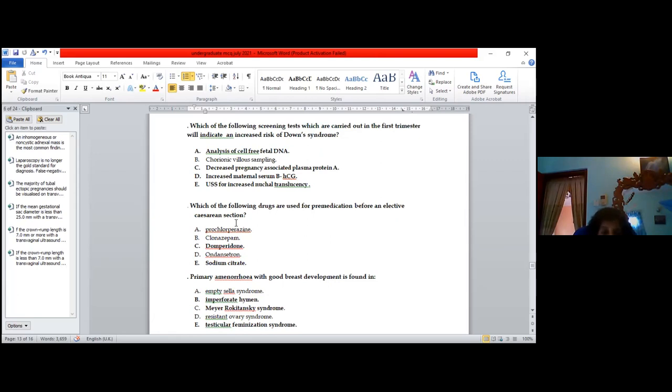So what we give for pre-medication is domperidone, metoclopramide, and famotidine, cimetidine, or omeprazole. Omeprazole and famotidine are given at a dose of 20 milligrams. Domperidone and metoclopramide at a 10 milligram dose. Sodium citrate is given in the theater, so that is also correct. Ondansetron is not given. Ondansetron is an anti-emetic drug. It's not a drug given for pre-medication for section.